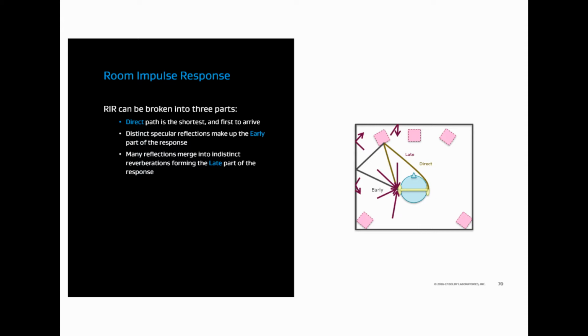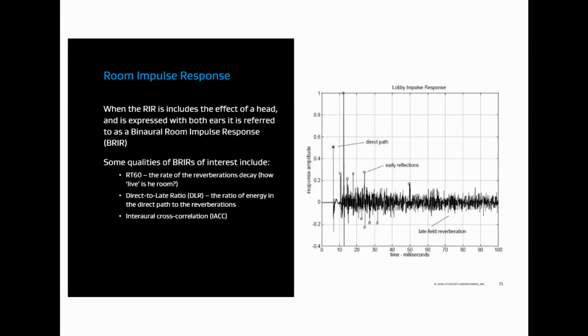And if we look at an impulse response, it looks a little bit like this. And you can see there we've called out the first incident signal. These are the first reflections, and then you can see the late field reverb of the room. And so different rooms will have different impulse responses and different measurements. And so we tend to capture these in terms of a few characteristics. Like the RT60 is an example of the reverberation decay, the direct to late reverb ratio, and the interaural cross-correlation.